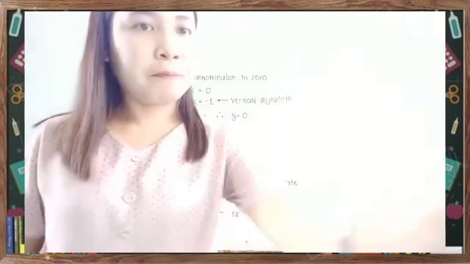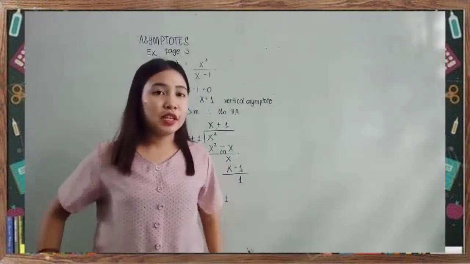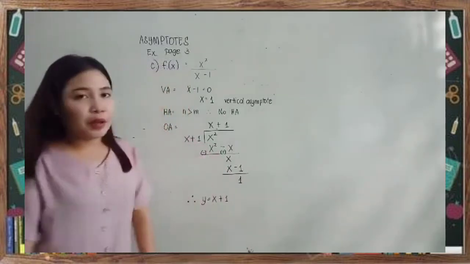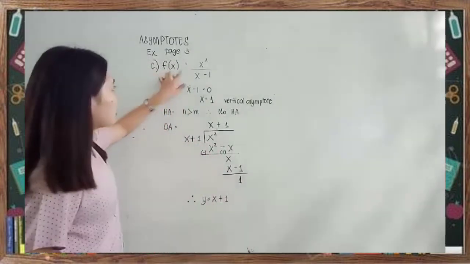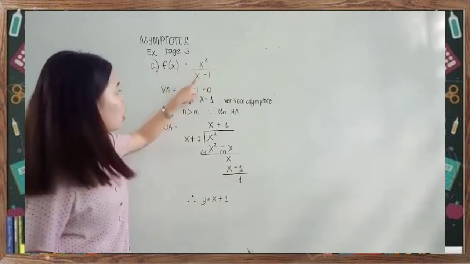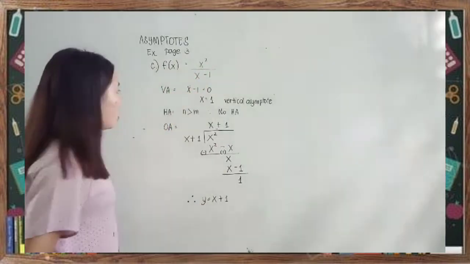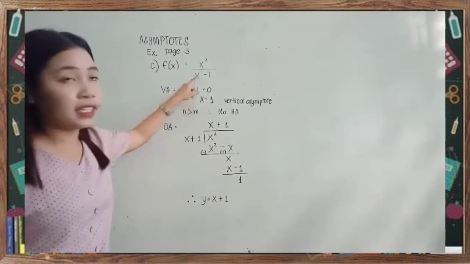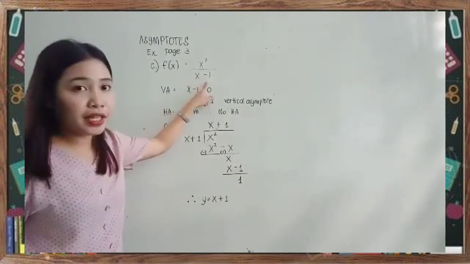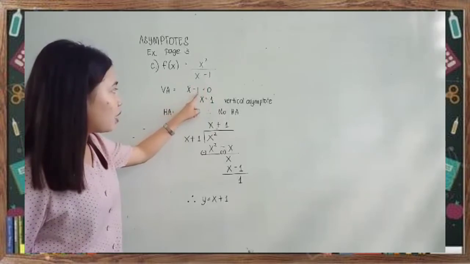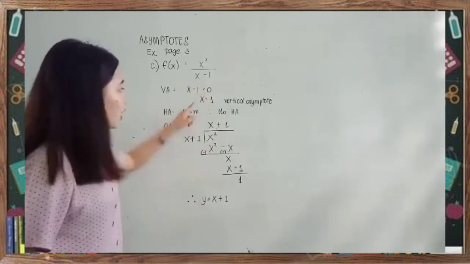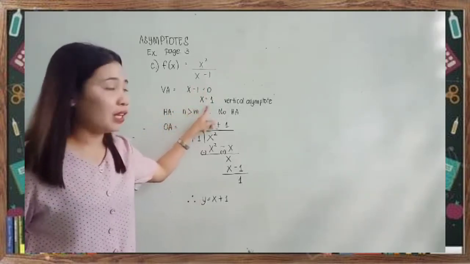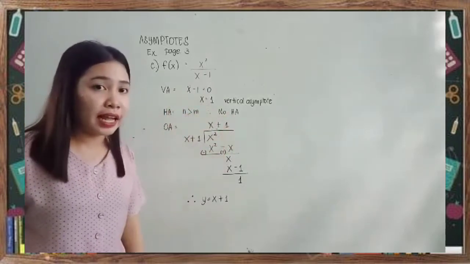Okay, so in example letter C naman, meron tayong function na f of x is equals to x squared all over x minus 1. Okay, so para makuha natin yung vertical asymptote, kailangan natin iset yung denominator into 0. So, x minus 1 is equals to 0. Then, x is equals to positive 1. Therefore, ito yung ating vertical asymptote.